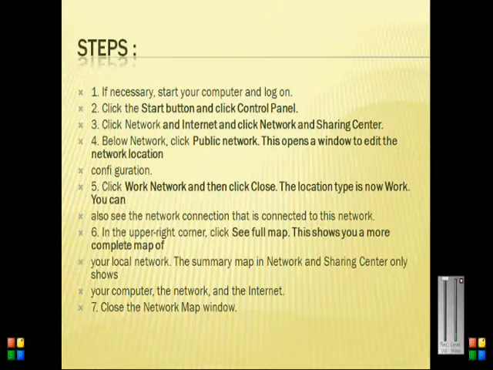Number 6. In the upper right corner, click See Full Map. This shows you a more complete map of your local network. The summary map in Network and Sharing Center only shows your computer, the network, and the internet. Close the network map window.